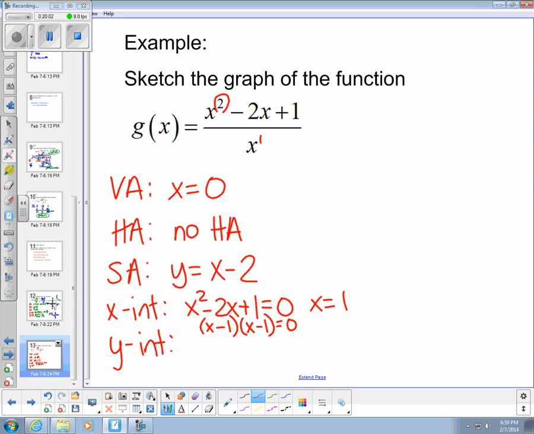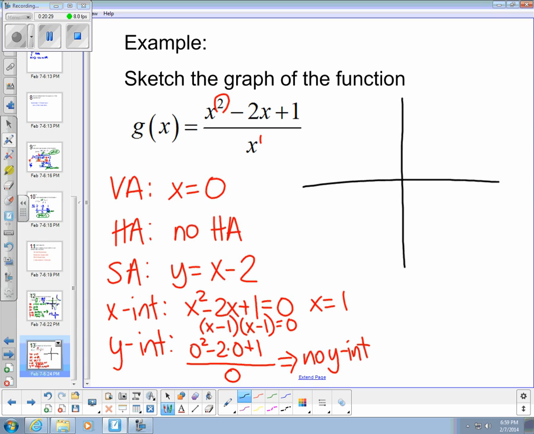For our y-intercept, we're going to plug in 0 everywhere we see an x. So 0 squared minus 2 times 0 plus 1 over 0. So if I get a 0 on the bottom, that's telling me that there is no y-intercept, which makes sense because the y-axis was our vertical asymptote, and we said earlier that a graph cannot cross a vertical asymptote. So let's sketch the information we have so that we can see if we need any more to draw this graph.